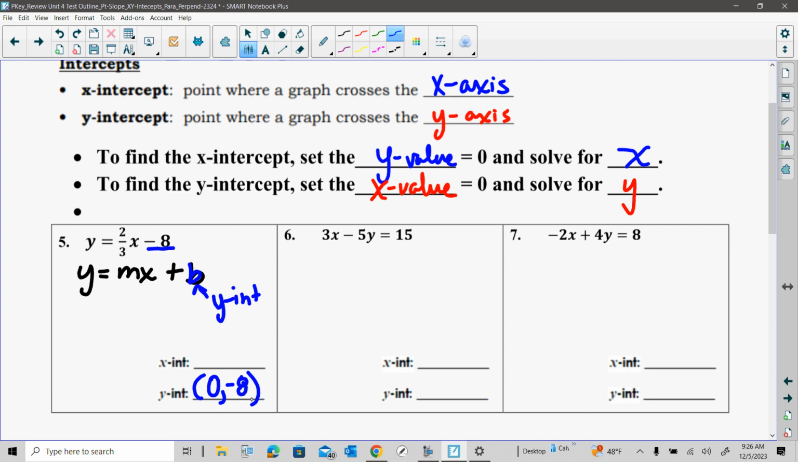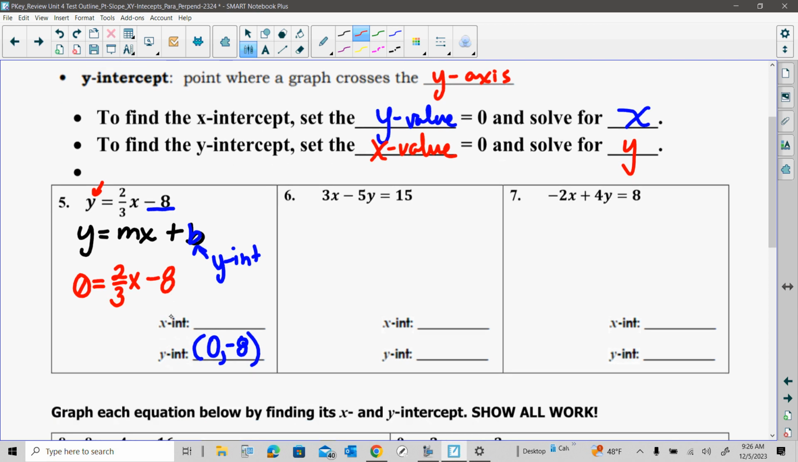But to get the x-intercept, I need to set the y value equal to 0 and solve for x. So the y value right here is going to be 0. Where that y is, I'm going to put a 0, equals 2/3 x minus 8. We need to solve for x, meaning we need the x term by itself. Are y'all with me so far? How would I get this 2/3 x isolated?